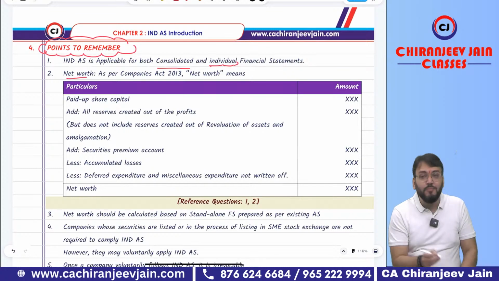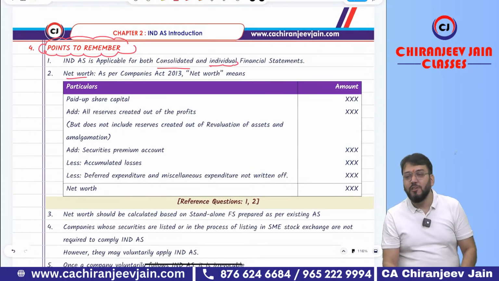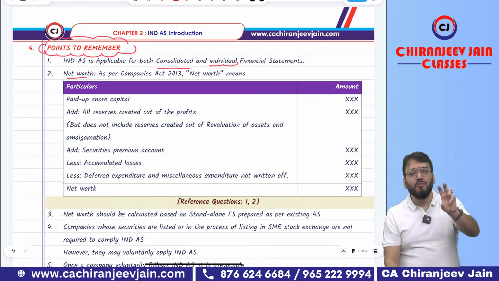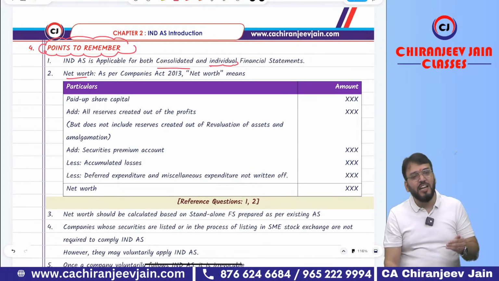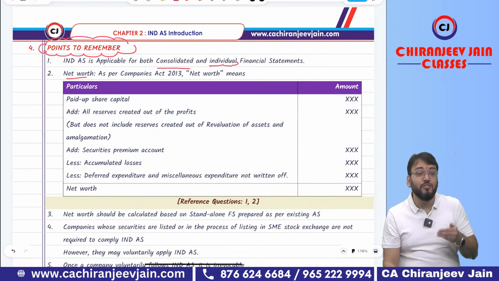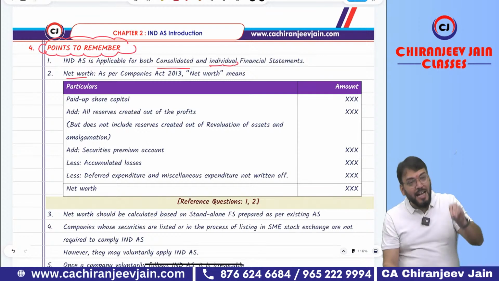Then what is the meaning of net worth? How will we calculate net worth? When I say net worth, what comes to your mind? All assets minus all liabilities. But just try to understand, if there is no definition given, which asset to consider and which liability to consider will be doubtful. And can I say every company will calculate net worth as per their choice?